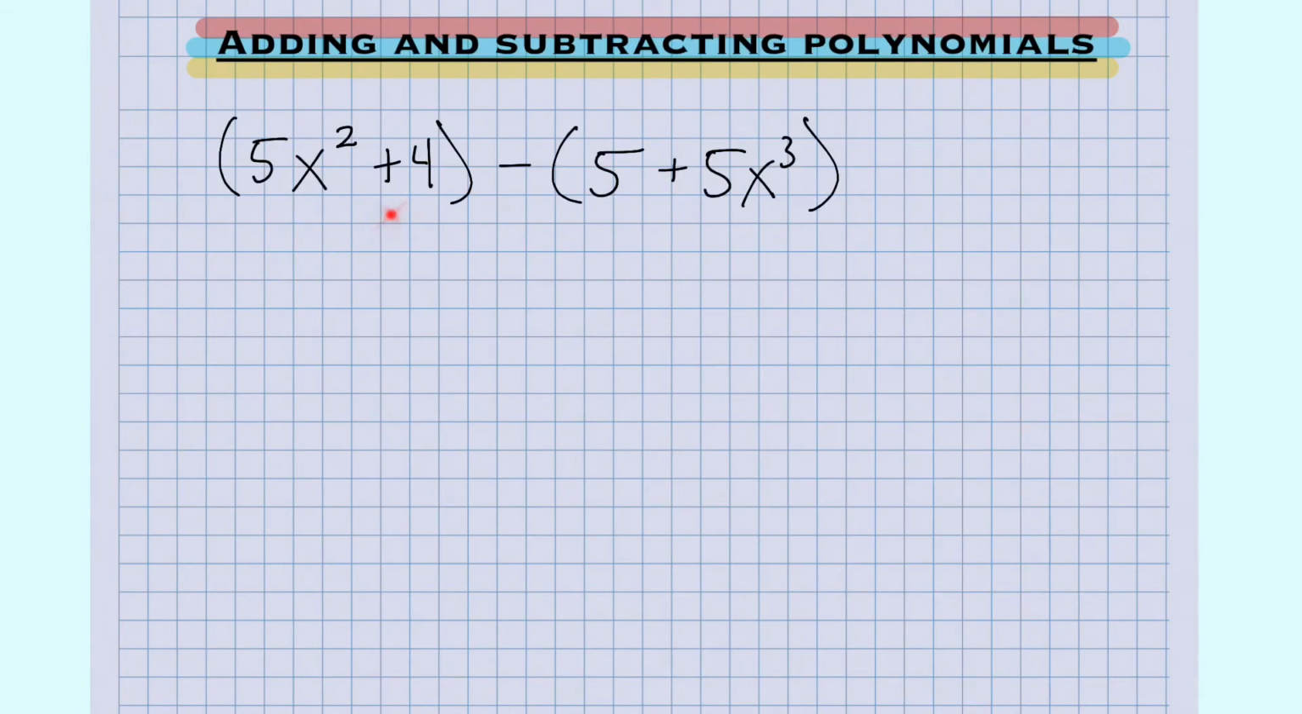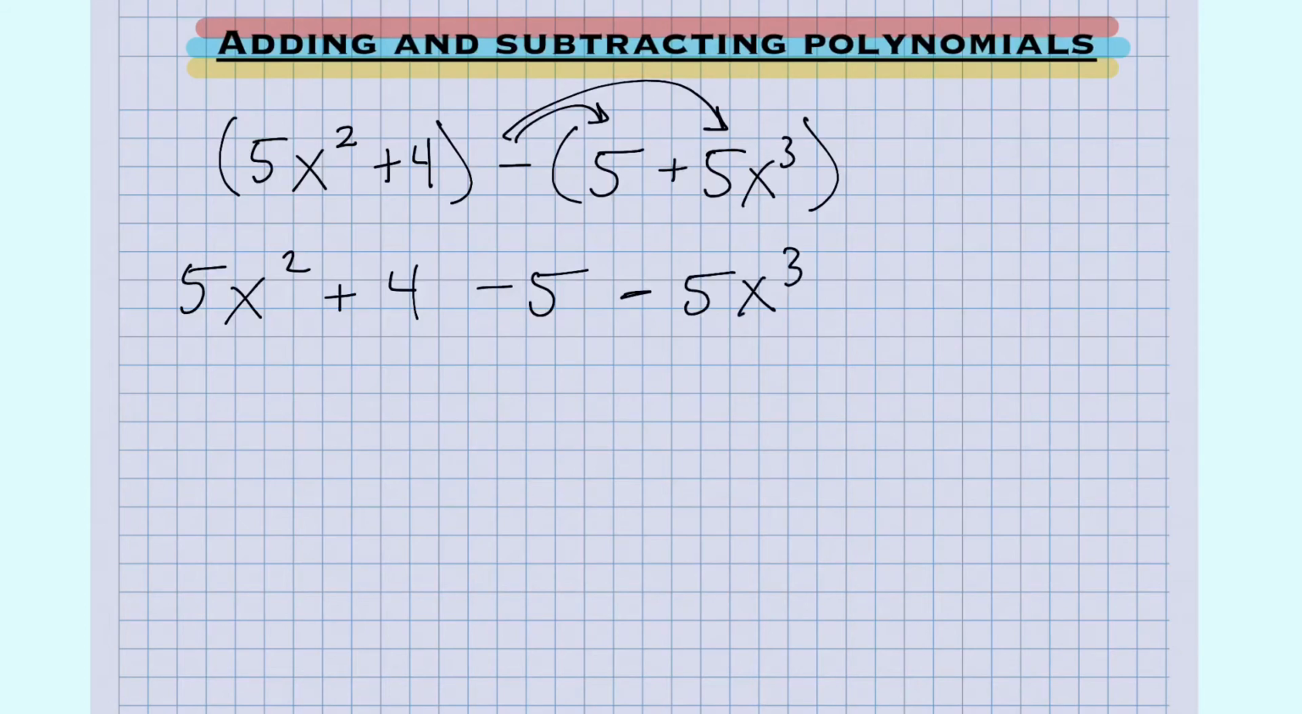All right, 5x squared plus 4 minus 5 plus 5x cubed. Once again, we have to distribute this negative sign in. So this first polynomial, we could just drop the parentheses around it. Negative 1 times 5 gives us negative 5. Negative 1 times positive 5x cubed, negative times a positive is a negative, so we have negative 5x cubed.